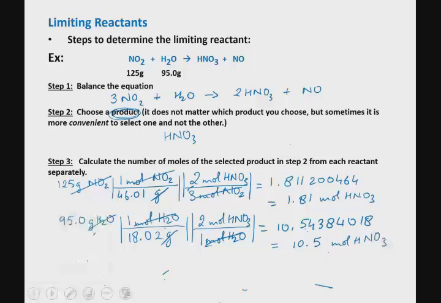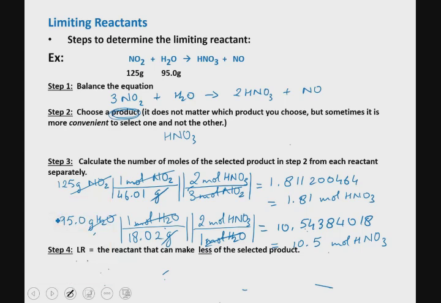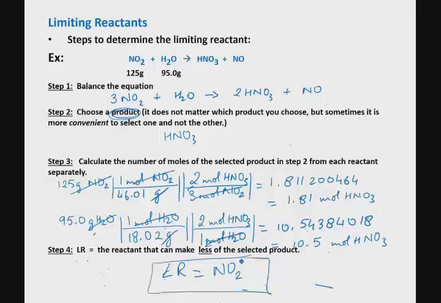When calculated in this way, then the reactant that makes less amount of the product is the limiting reactant. So in this particular case, the limiting reactant would be NO2, because that is capable of making less amount of the product than water. Please remember, a limiting reactant is a reactant, not the product. And a product is a product, what is created as a result.